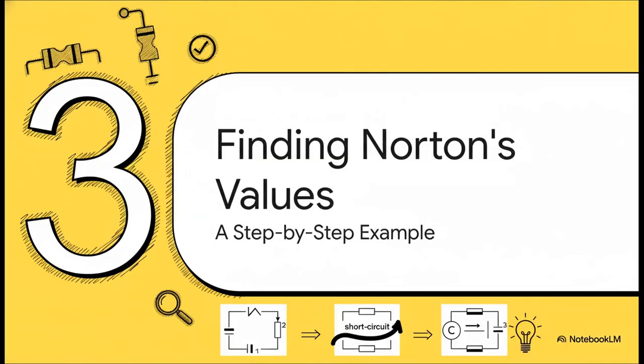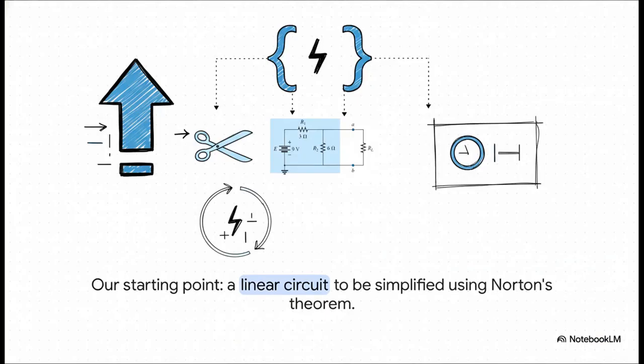So theory is great, but how do we find the actual values for I_N and R_N? This is where the fun begins. We're going to walk through an example using what I like to call the short circuit mindset. Let's work with this circuit right here. Our mission, should we choose to accept it, is to replace everything inside that shaded blue box with a simple Norton equivalent. And the very first step, just like with Thevenin's, is to say goodbye to that load resistor, R sub L, for a minute. We've got to get it out of the way to see our terminals.